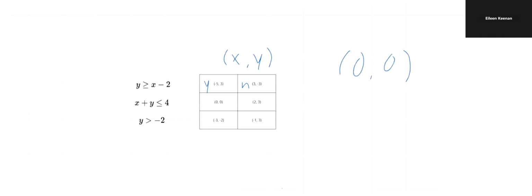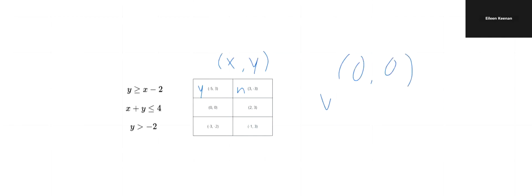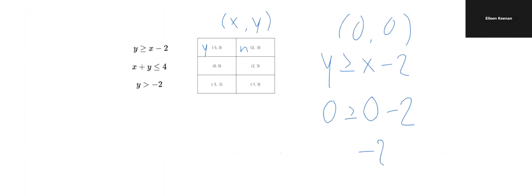All right, so next, let's look at 0, 0. For the equation y is greater than or equal to x minus 2, 0 is greater than or equal to 0 minus 2. 0 minus 2 will give us -2. Is 0 greater than or equal to -2? Yes. So that checks out.